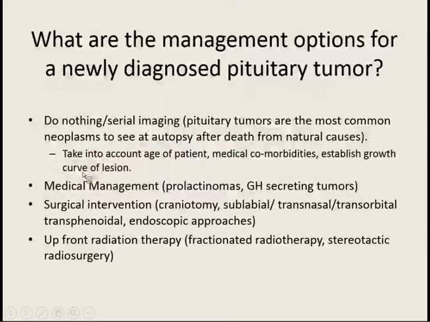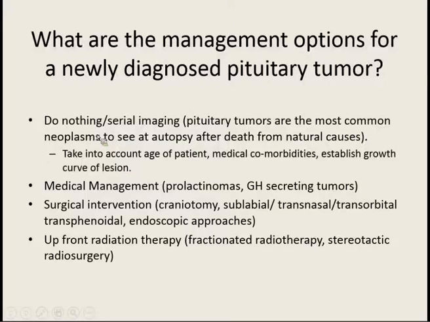The management strategy really should have these points in mind. You want to maintain or preserve normal pituitary function. You want to get rid of the hypersecretory state, which may lead to a metabolic syndrome. And you want to reverse any neurologic deficit and certainly maintain what's there. So really the options when we see a newly diagnosed pituitary tumor are going to come down to these.